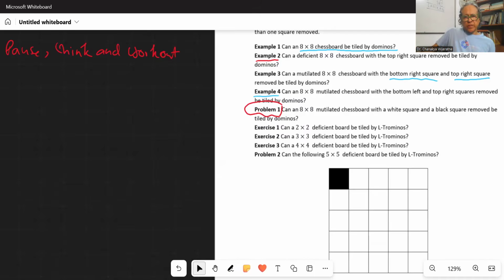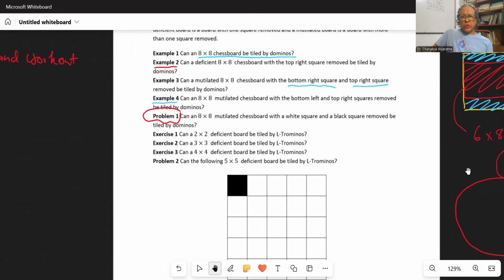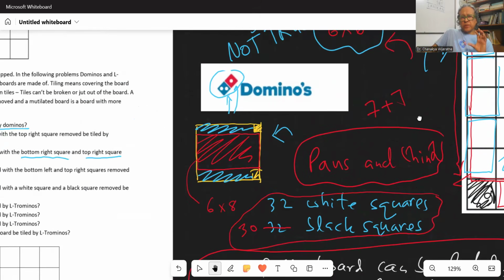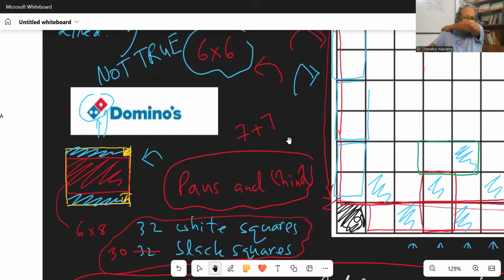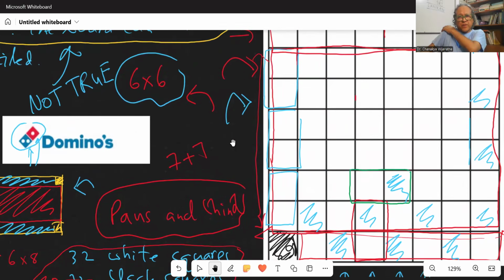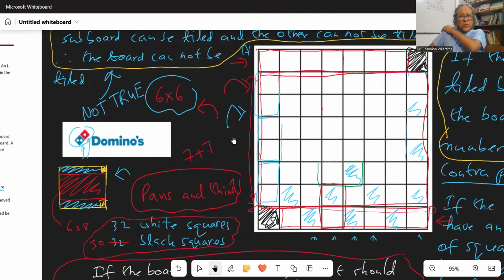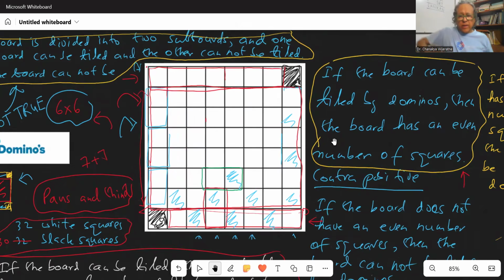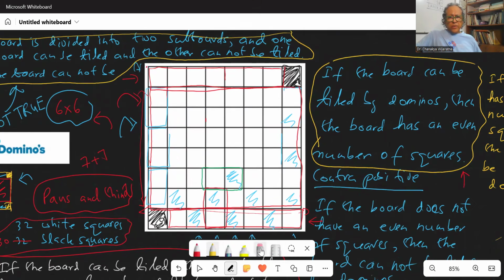Now this is how we're going to show it, right? It can be tiled. So what we are going to do is show that we can always subdivide the board into two boards, which can be tiled. So both can be tiled, right? So then the full board can be tiled, right? If the board is divided into two subboards and the two subboards can be tiled, then of course it can be tiled, right? Now for this, I'm going to erase some of the stuff here, right?